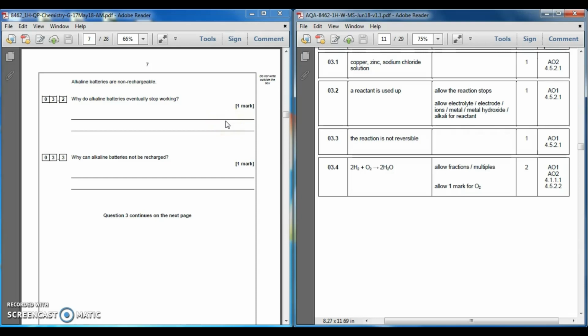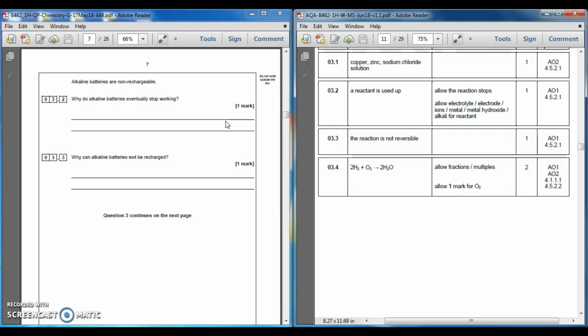Alkaline batteries, why did they stop working? It's a new bit for the new specification. Doesn't mean too much to you though, but it's a chemical reaction. Why does it stop working? A reactant is used up. Some people, cheeky, said that products were used up. That's just the wrong thing to say. Just think about the keywords that you're using.